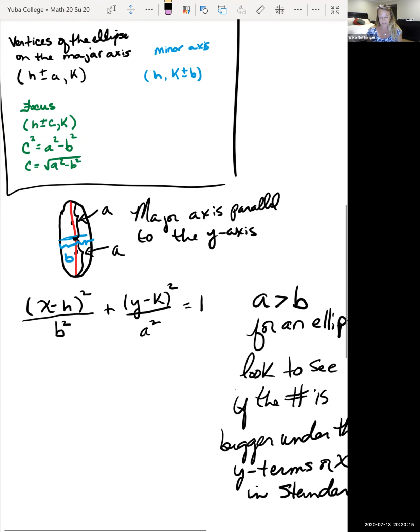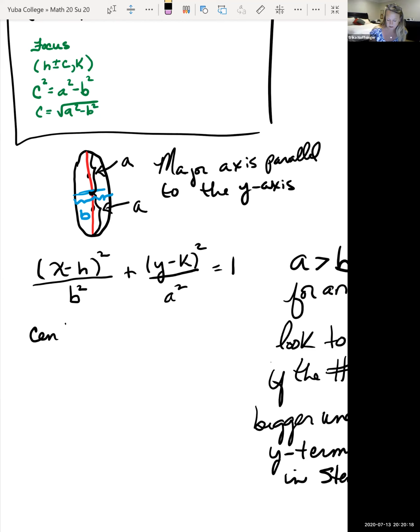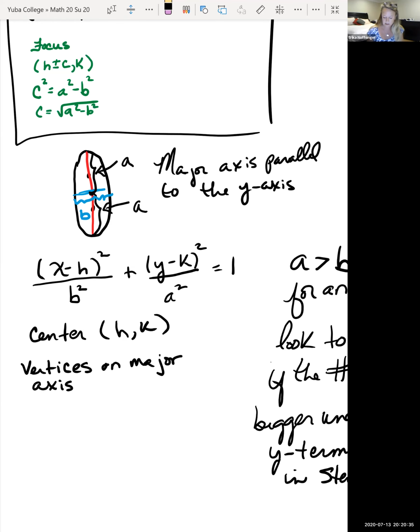So if I want to look at this, our center is still at (h, k), but vertices on the major axis, well, this time we're either going up or down a value of a from our center. And so up or down, that's affecting our y value. So our x value stays the same, h, but our y value is now either adding a or subtracting a to get to those two points.